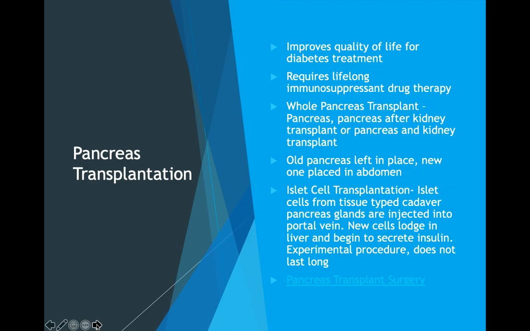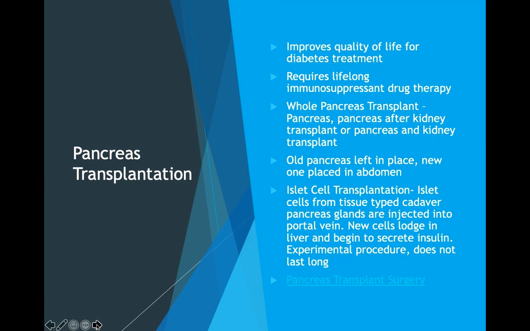or can go together. You can have a pancreas transplant after the patient has had a kidney transplant, or they can go together, pancreas and kidney. Because when you think about the diabetics, often your diabetes will lead to kidney disease. So often the patient who needs the new pancreas has also had some kidney disease, so they need both organs. It's much the same as the kidney, they leave the old pancreas in place and the new one is placed in the abdomen.